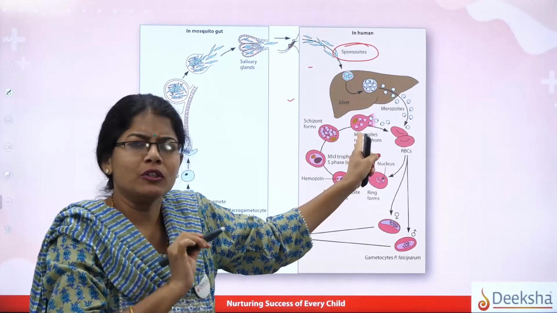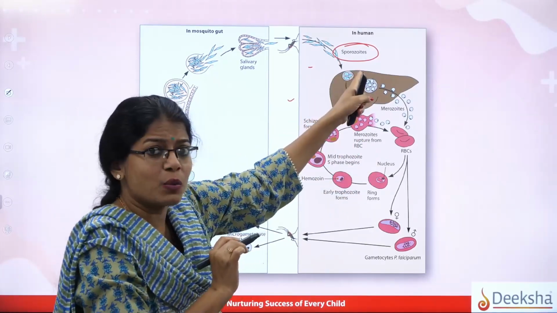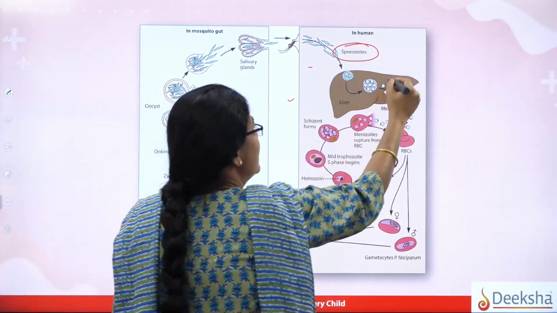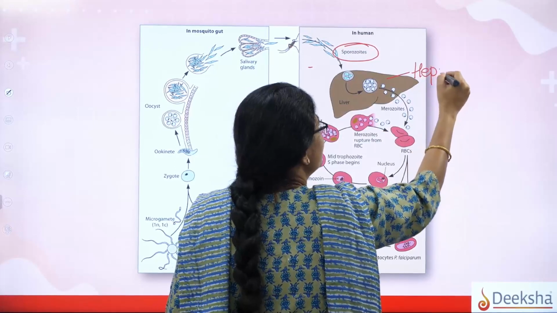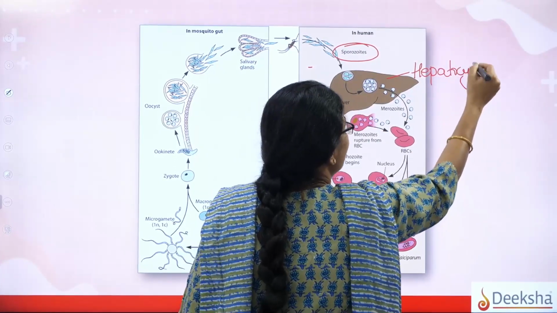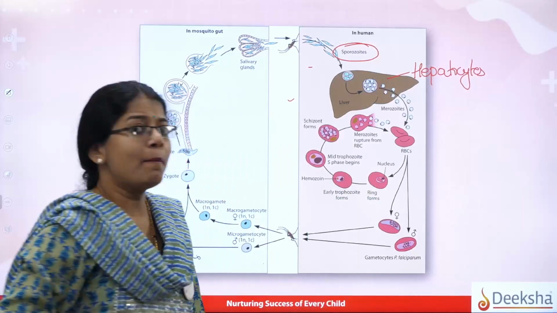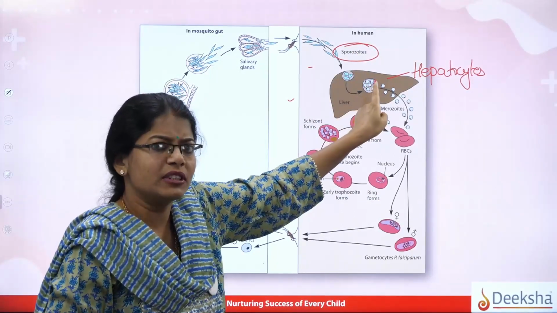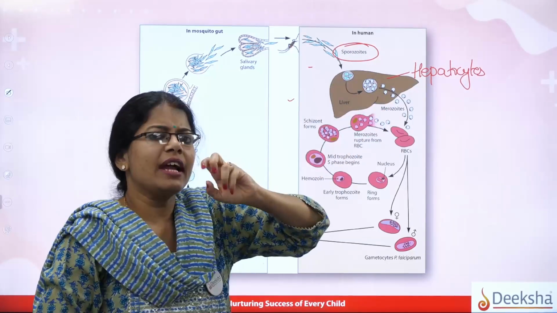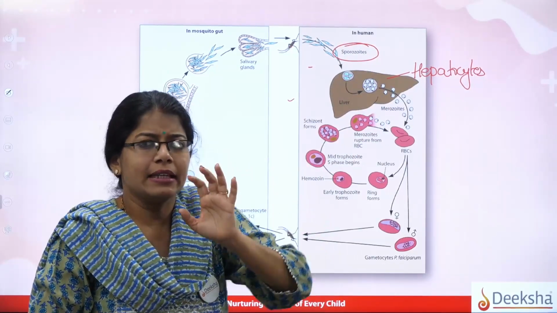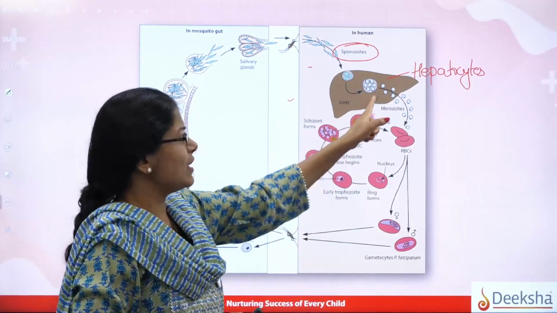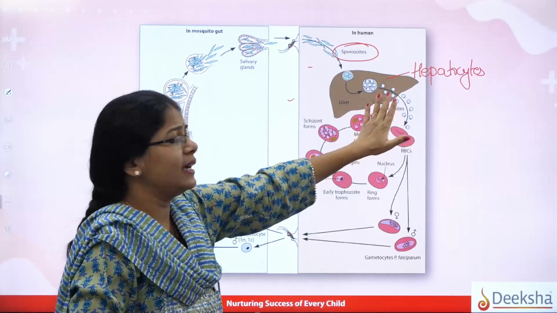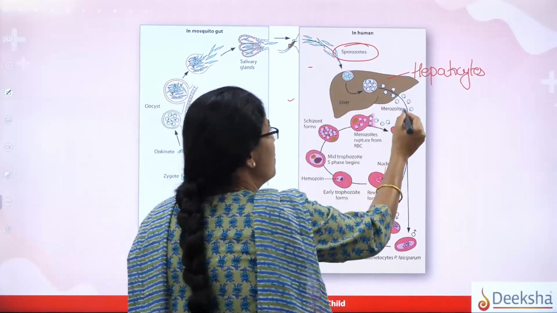Now what will happen to these sporozoites? These sporozoites will travel into the liver, and you know there are liver cells called hepatocytes. Liver cells called what? The hepatocytes. So the sporozoites will now attack the liver cells, that is hepatocytes, and will multiply in the hepatocytes, that is asexual reproduction. Once they multiply, they will form many copies, and now they develop into the next stage called merozoites.